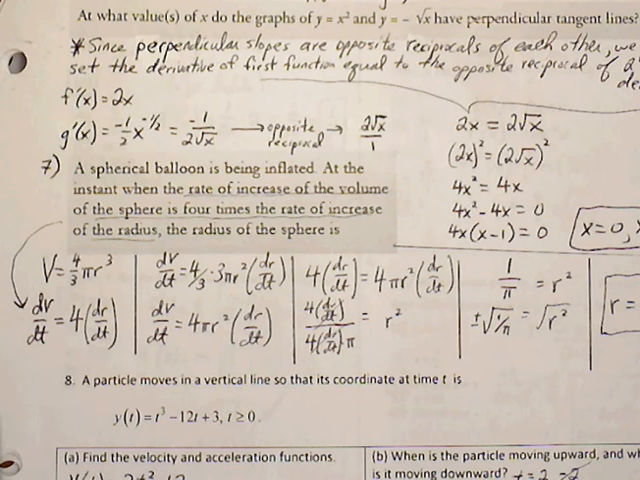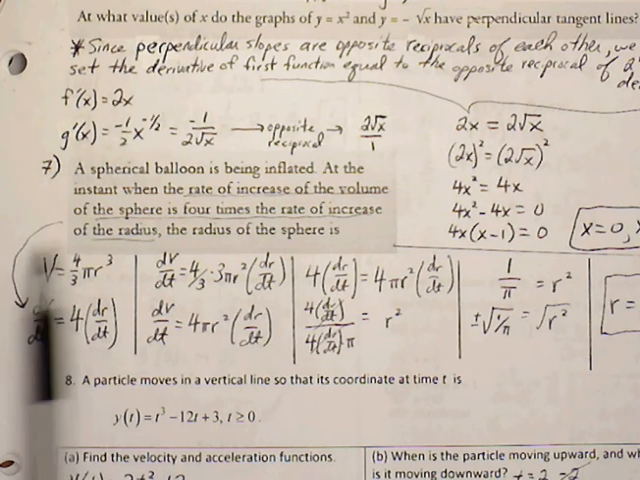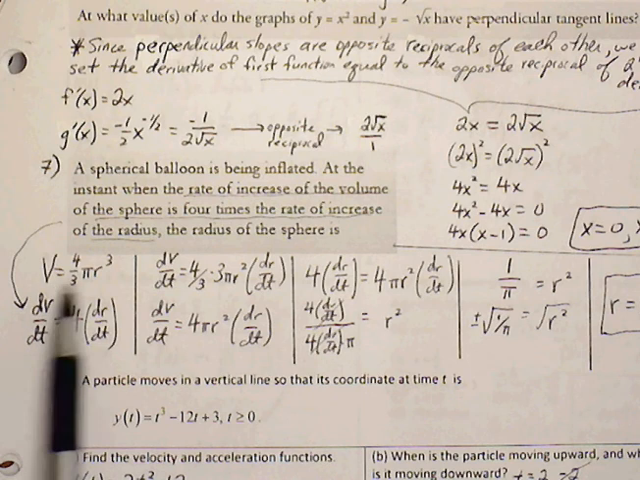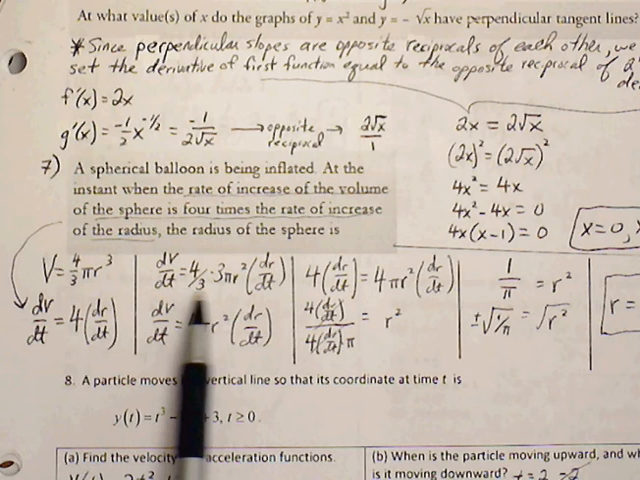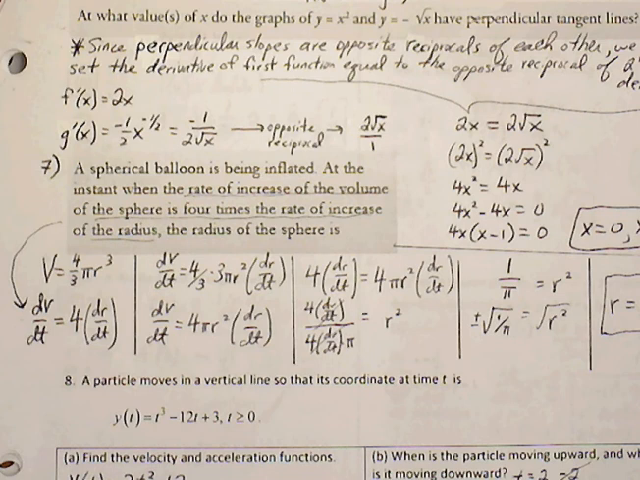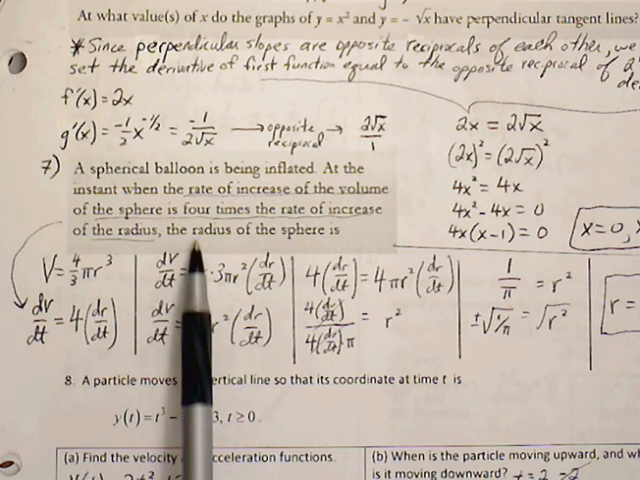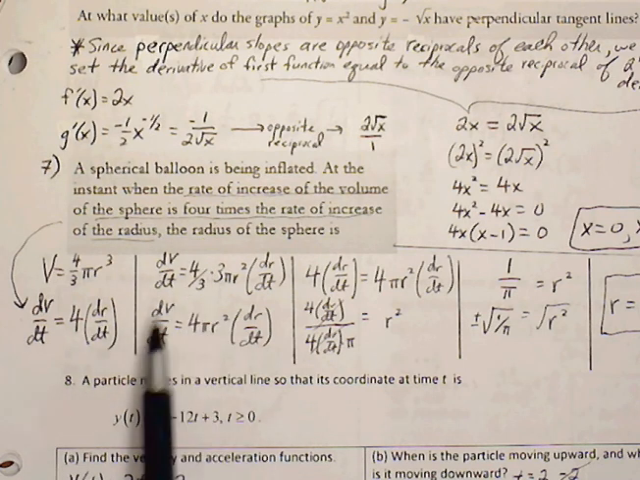All right, so to get here, we need dV/dt and dr/dt, so we need to find the derivative with respect to time. Let's go through and find our derivative. V becomes dV/dt. 4/3 pi r cubed becomes 4/3 pi times 3r squared dr/dt. Cancel out the 3, so dV/dt is 4 pi r squared dr/dt. We're trying to find the radius of the sphere at this moment in time.